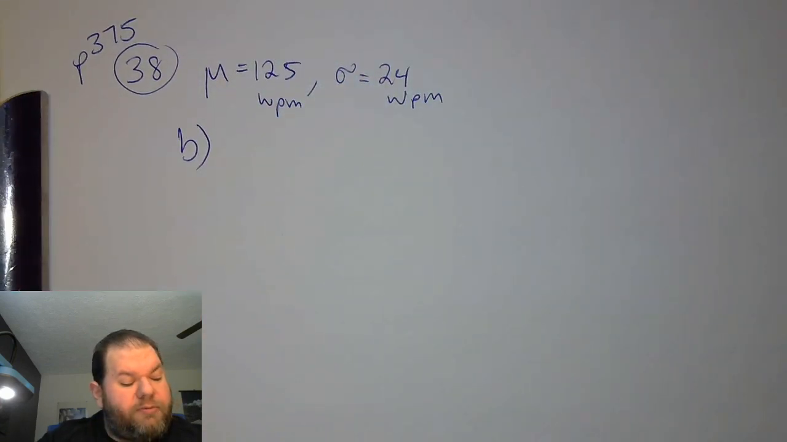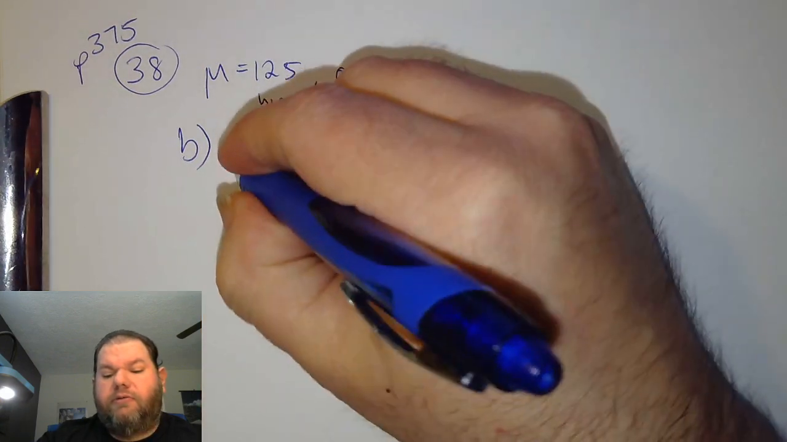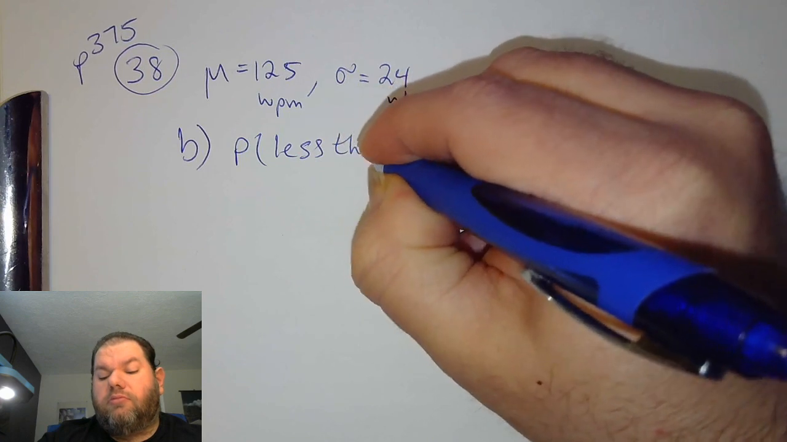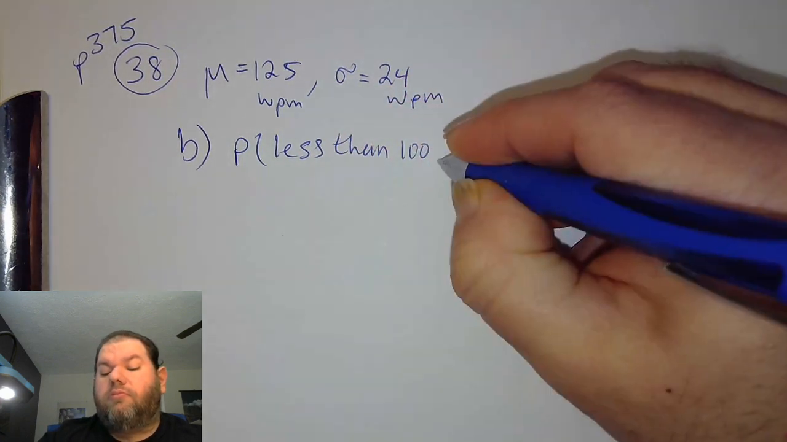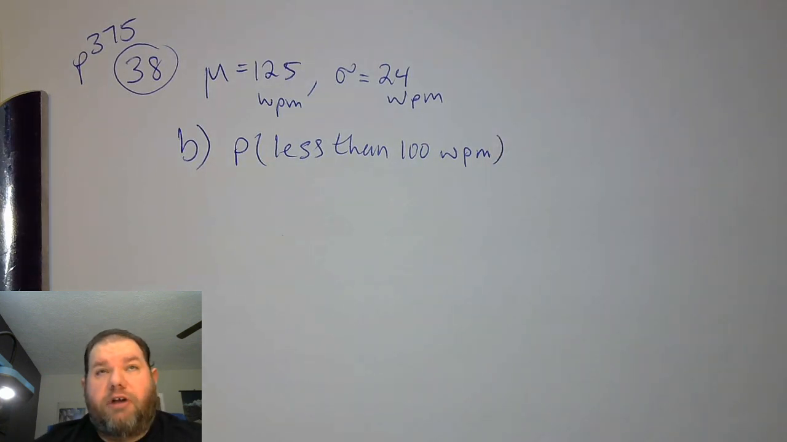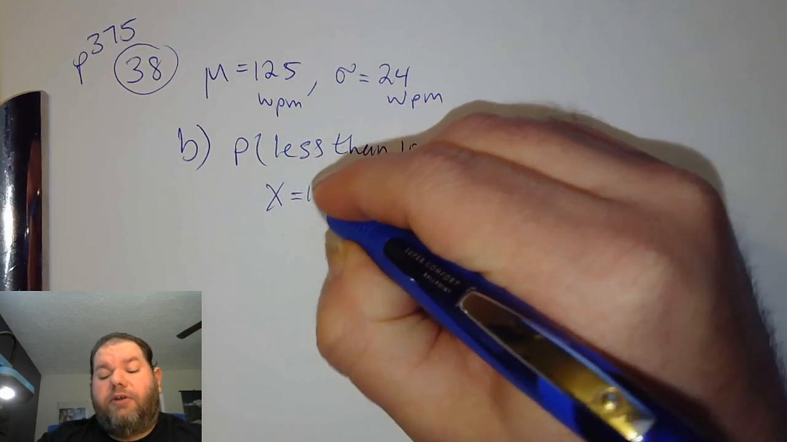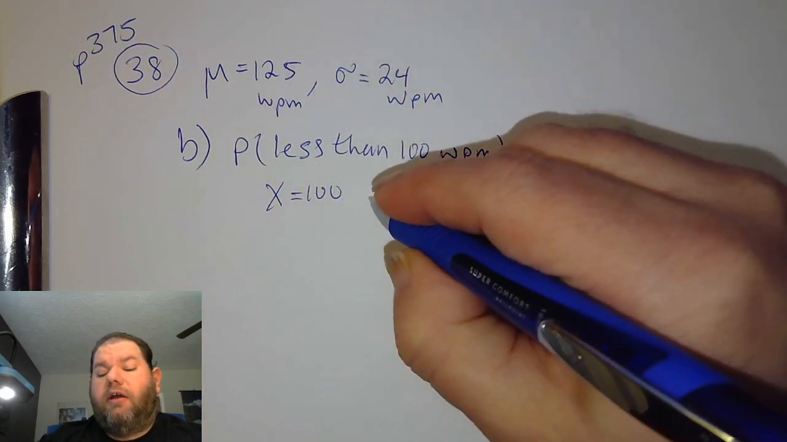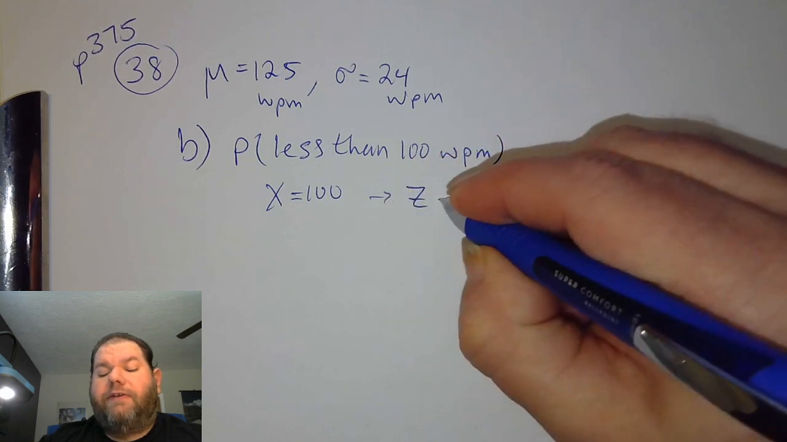Find and interpret the probability that a randomly selected 6th grade student reads less than 100 words per minute. So we want the probability that they read less than 100 words per minute. That means our data value x is 100, where we have mu and sigma, and so we can use that to calculate z.